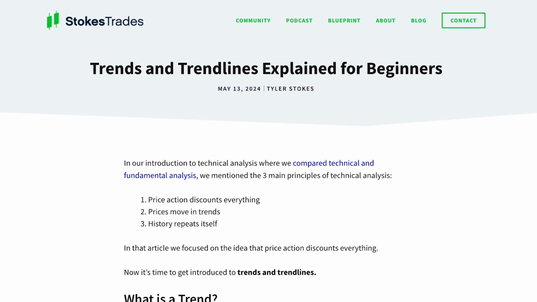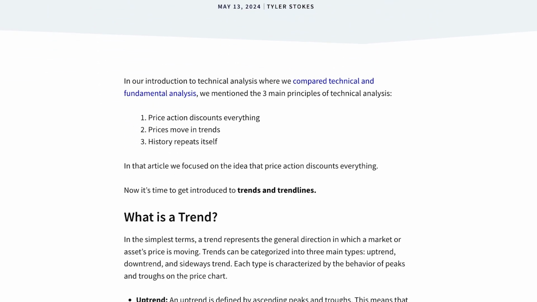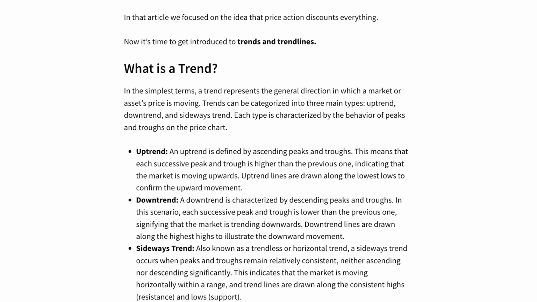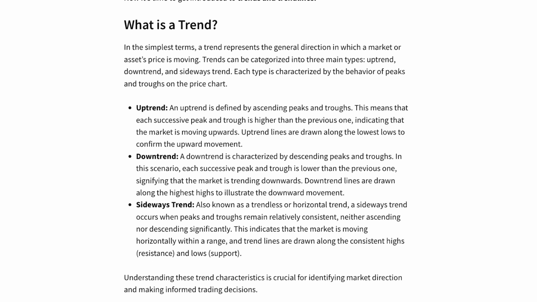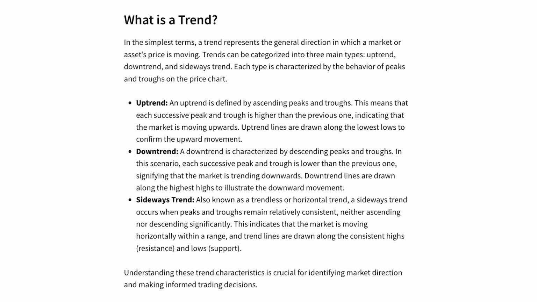So here it is time to talk about point number 2 there. Prices move in trends. So we want to understand what a trend is, and what a trend line is, and draw some basic ones out. In simple terms, a trend represents the general direction in which a market or an asset's price is moving. So if we're talking stocks, the general direction of the price of a stock, that is a trend.